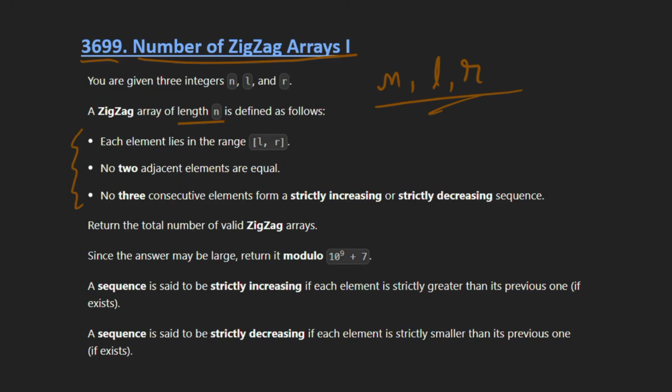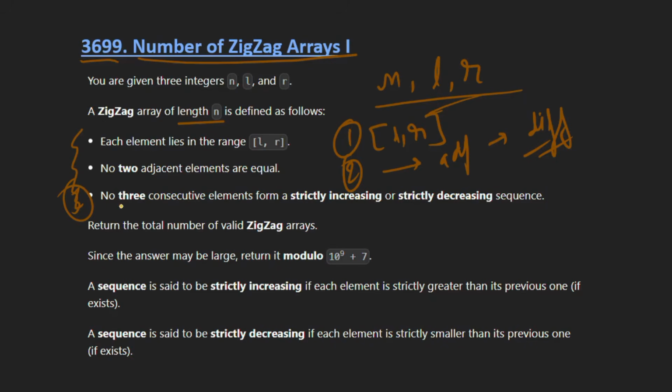three rules. The rules are that all the elements in the array should lie in the range L to R. So this is condition number 1. Condition number 2 is that no two adjacent elements in the array should be equal. So adjacent elements should be different. This is condition number 2.